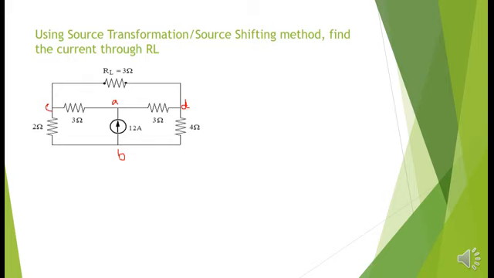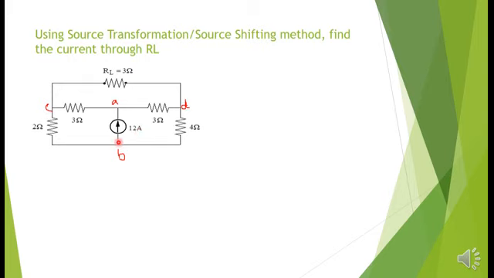Now, is there any chance of source transformation, that is transforming a current source to a voltage source? No, because this current source is an ideal current source. So ideal current source transformation does not exist. So here we need to apply source shifting first.